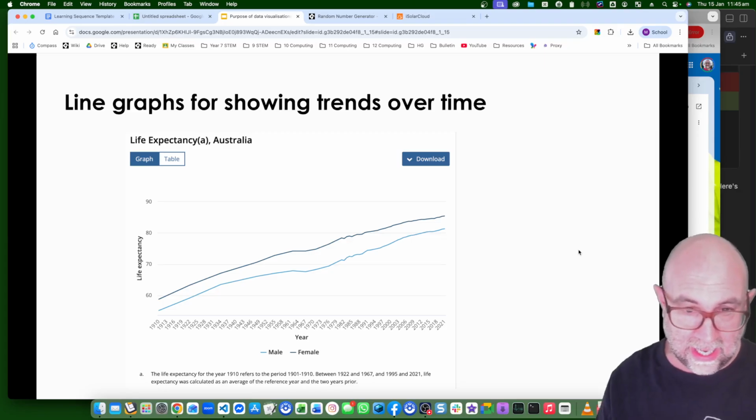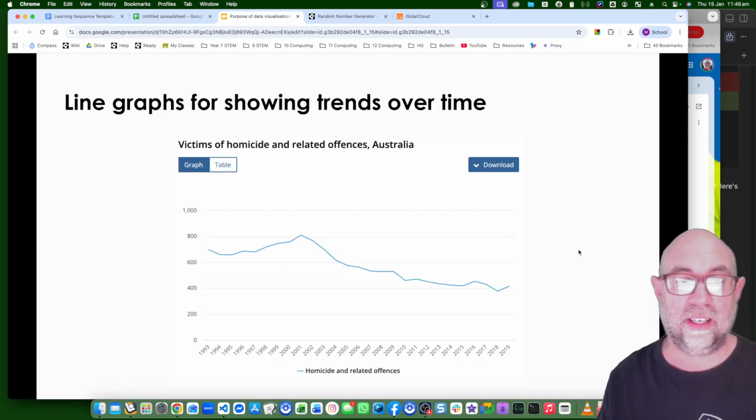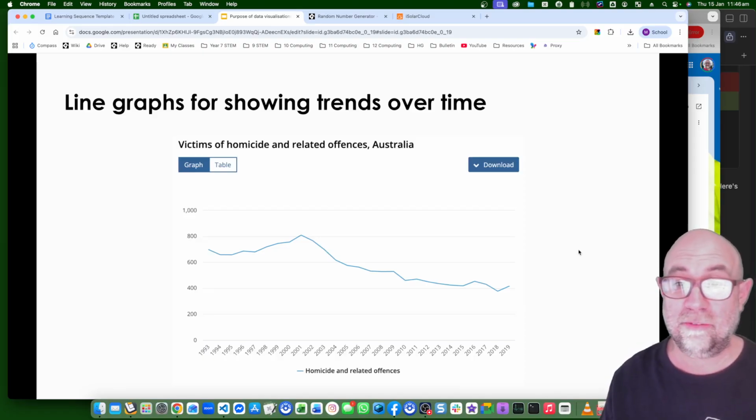Gone steadily up, except there was a bit of a dip in about 1967. Life expectancy, there we go. So we can see that trend very clearly over time. Likewise, this is a graph for homicides and related offences in Australia.